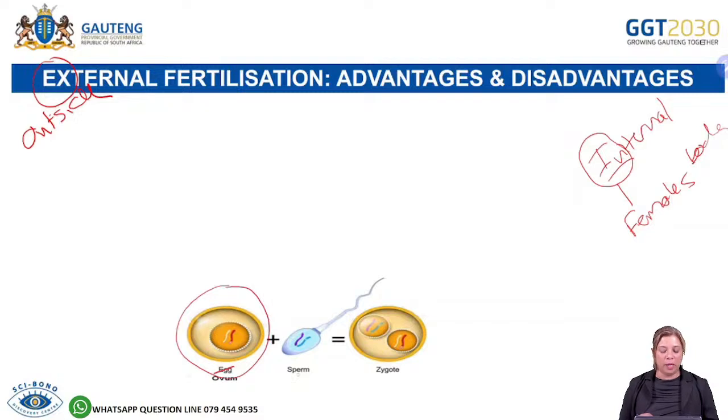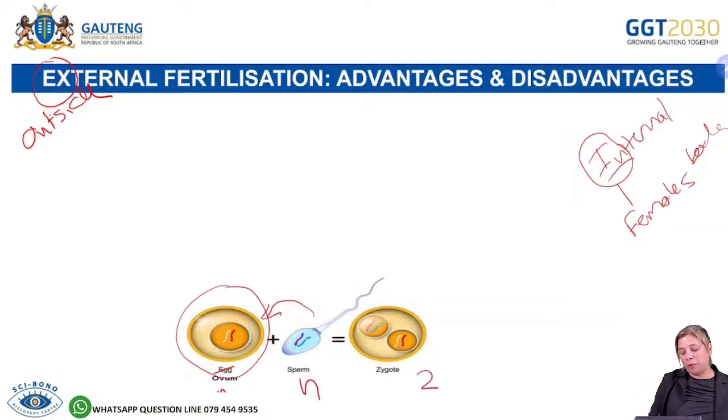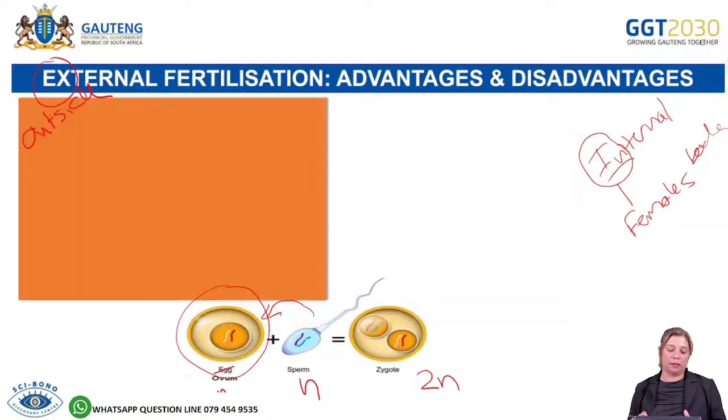So we got the ovum, and it is fertilized by the sperm cell. The ovum is haploid and the sperm cell is haploid, and then we get a diploid zygote. We're familiar with the haploid, diploid scenario because we've just finished meiosis, so we understand how this process occurs. For now, we need to know that there's external fertilization and internal fertilization. So let's talk about external fertilization.